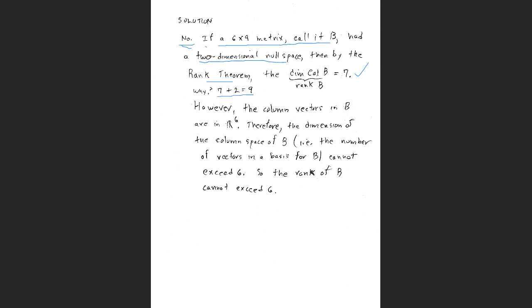But the column vectors in B are in R6 space, right? Every column vector in B has 6 entries, 6x1 vectors. So they all live in R6 space. Therefore, the dimension of the column space of B, which is the number of vectors in a basis for it, cannot exceed 6.